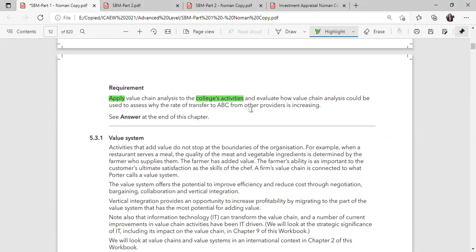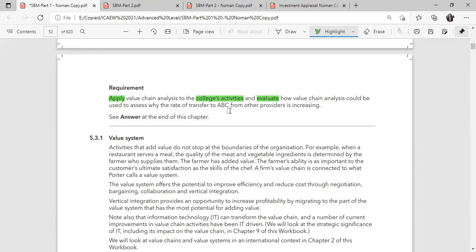We have a college, a tuition center, a study mechanism, and we have to evaluate how value chain analysis could be used to assess why the rate of transfer to ABC from other providers is increasing. Read it again. Apply value chain analysis to college activities. This is the first thing.